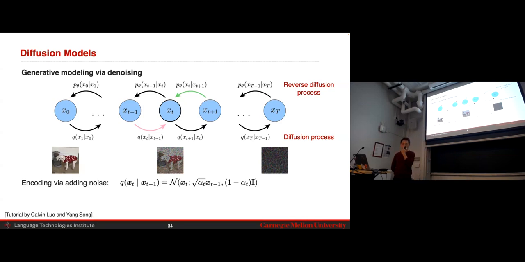So the encoding process will add noise. Adding noise is seen as defining a new distribution from the original image, but with some variance, you're perturbing the image a little bit according to the variance. So alpha are noise parameters.